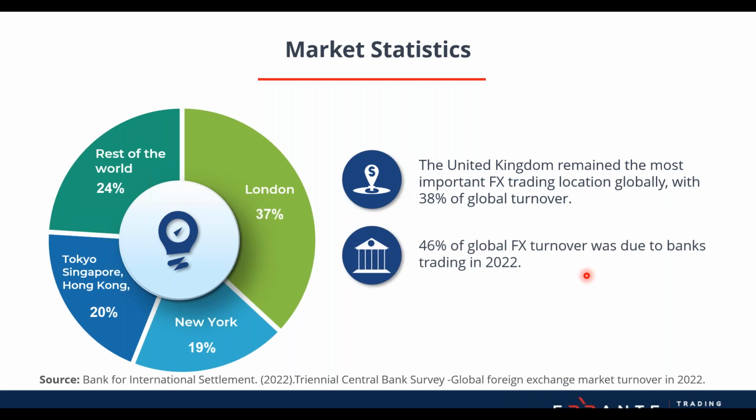Another important piece of data that we can extract from the Bank for International Settlements survey is that 46% of global FX turnover in 2022 came from the banks. The segment underscores the hefty influence financial institutions wield in the Forex arena. And so we can say institutional trading patterns, often referred to as smart money, can offer insights into potential market directions, and traders often look for signs of institutional buying or selling as potential indicators.